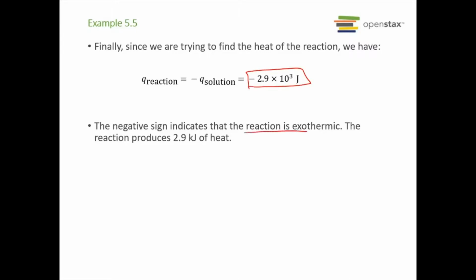So this is an exothermic reaction. When you mix acid and base together, they create heat. And this ends up being 2.9 kilojoules of heat that is released. So the reason we actually don't say it produces negative 2.9 kilojoules of heat is because by saying the reaction produces heat, that's saying it's released. Okay, so it's basically saying the negative without saying negative 2.9. We're just saying negative in a different way.